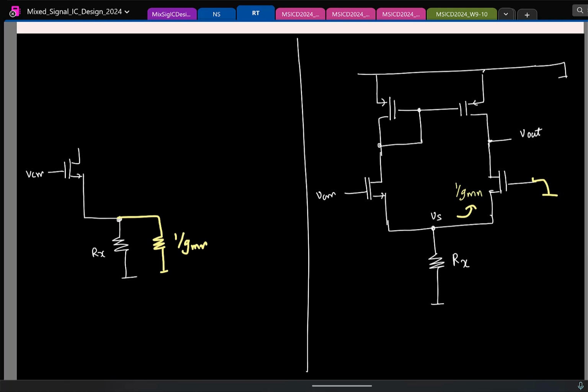I'm applying the voltage at the gate. I'm trying to measure the voltage from the source of the transistor. What kind of a configuration is this? Source follower. So what is the voltage gain for a source follower? Gm times... Gm of the NMOS times?